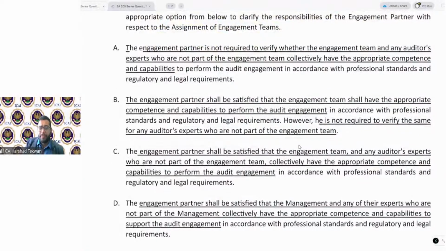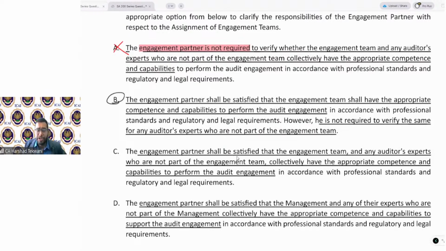So let's just see the options here. The first option, that the engagement partner is not required to verify, is not appropriate. Engagement partner is required to verify. So that is incorrect. Then the next is engagement partner shall be satisfied that the audit engagement team shall have the appropriate competencies and capabilities. However, he is not required to verify any auditor expert. Okay. It could be an answer. So I'll just, as of now, circle it.